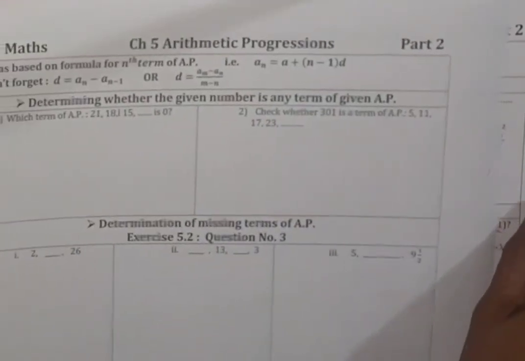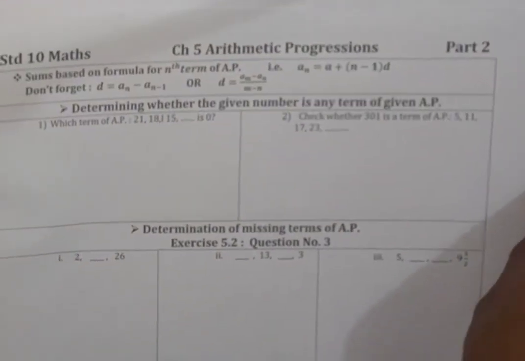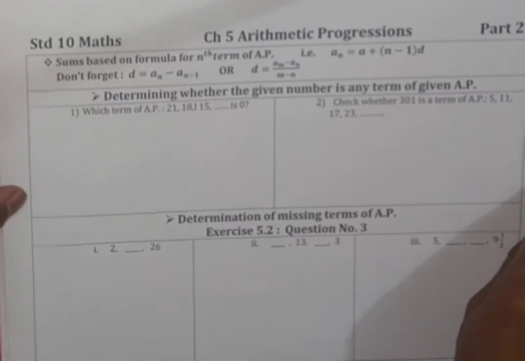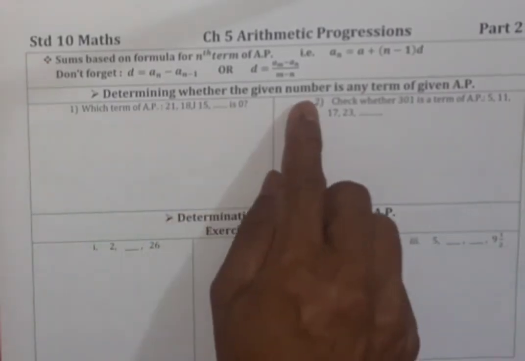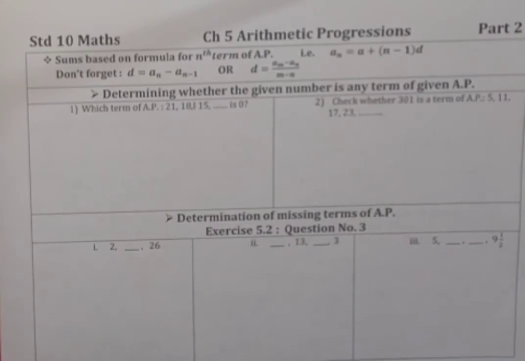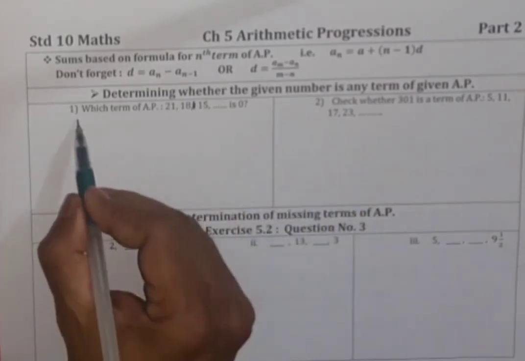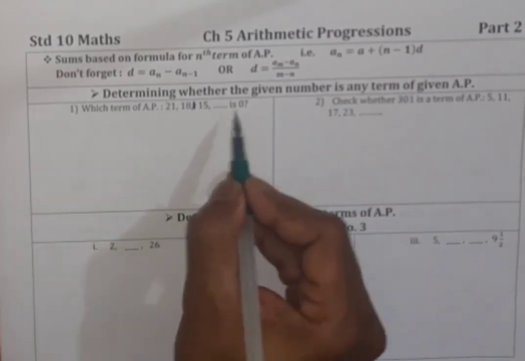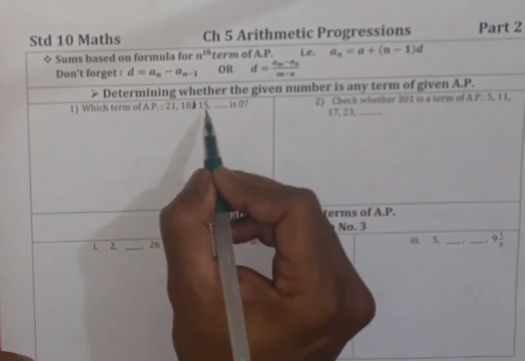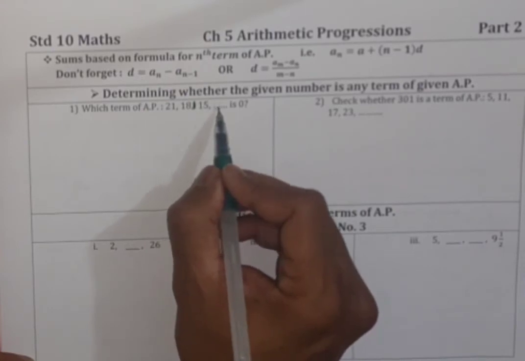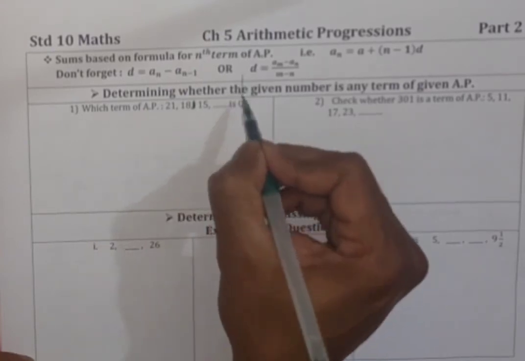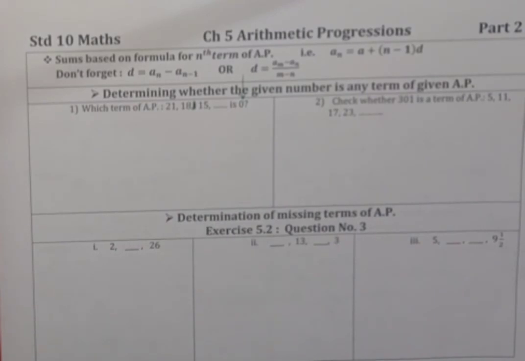Okay. Proceeding further. What is the next concept? Determining whether the given number is any term of AP. Now this is slightly difficult. You have to understand it well. Okay, children? Here, see the question. Which term of this AP is 0? This AP is in descending order, so it keeps decreasing. Is 0 also a term? That is the question, or which term of this AP is 0?